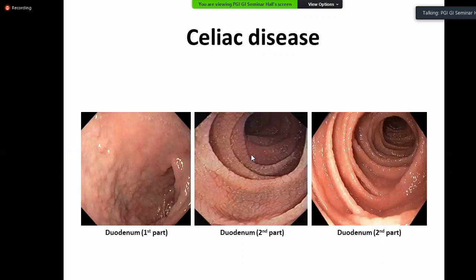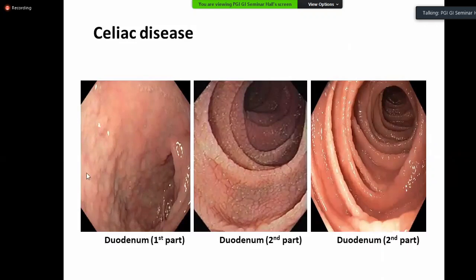Lastly, about celiac disease, you look at the first part of the duodenum and the second part of the duodenum. The first part may have nodular mucosa, the second part of the duodenum may have decreased folds, the height of the folds may be decreased, and then there are telltale features of scalloping. This is scalloping, the mucosal folds are scalloped, they are not regular. In between the folds, this is the mosaic pattern.